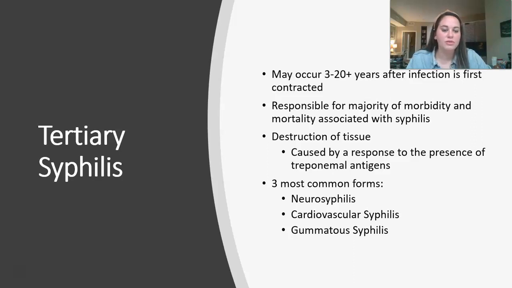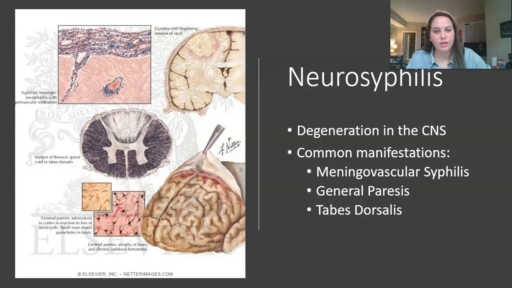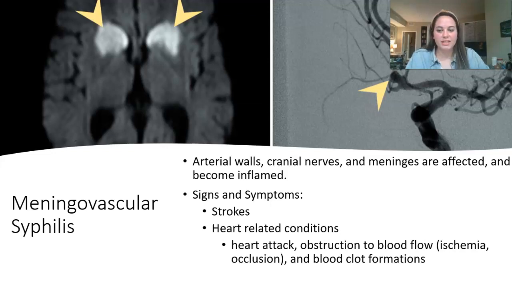And the 3 most common forms are neurosyphilis, cardiovascular syphilis, and gummatous syphilis. So neurosyphilis is the degeneration in the central nervous system, and common manifestations are meningovascular syphilis, general paresis, or tabes dorsalis. Meningovascular syphilis is when the arterial walls or cranial nerves and meninges are affected and they become inflamed. And this can lead to strokes or heart-related conditions like obstruction to blood flow, ischemia or occlusion, heart attack, or blood clot formations.